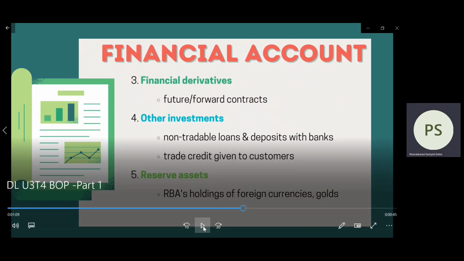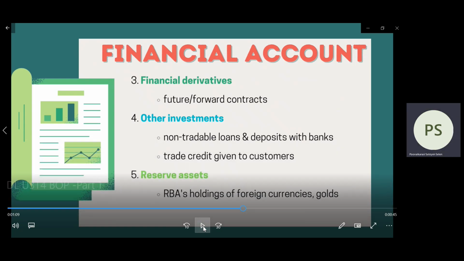Okay, besides this, we have three more subsections here: financial derivatives, like future or forward contracts; other investment, like non-tradable loans, deposits with banks, trade credits; and lastly, the reserve assets. This is what the central bank holds in terms of foreign currencies or gold. For Australia, it is the RBA, Reserve Bank of Australia.